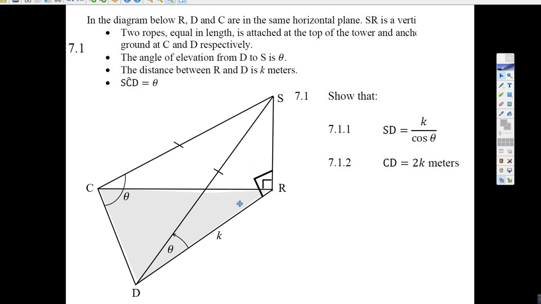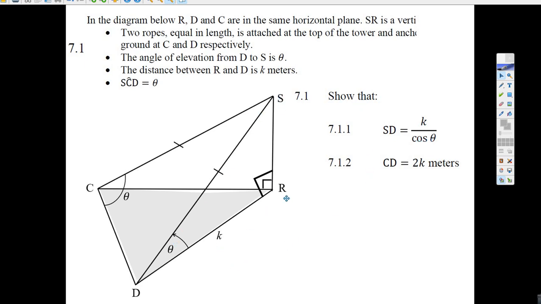These are two right-angled triangles. This one here that's all shaded is on the ground. It's like a big piece of cheese, it kind of looks like. And this distance here is k. The angle of elevation here to SD is theta, and that's kind of the picture. Now it says SD equals k over cos theta. We have to show that.